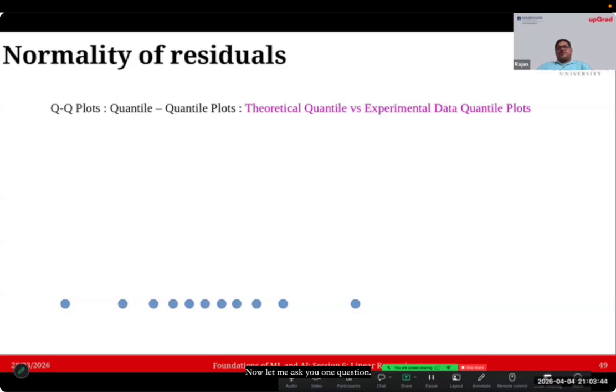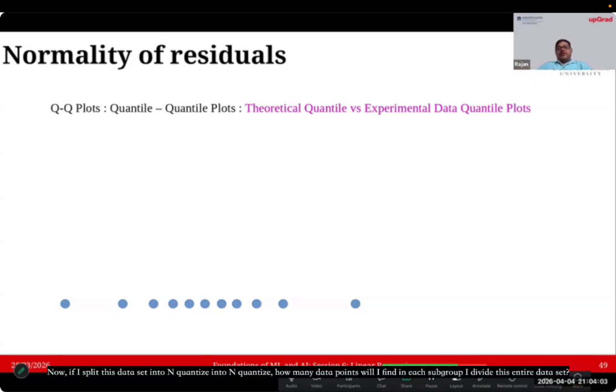Now let me ask you one question. Let us say I have n data points, and I sorted them. These are n residuals, so I'm looking at the residuals. I have sorted them. Now, if I split this data set into n quantiles, how many data points will I find in each subgroup?